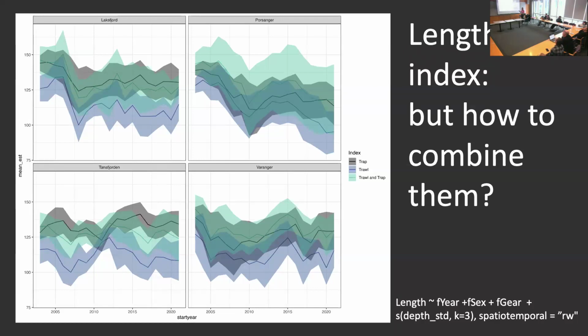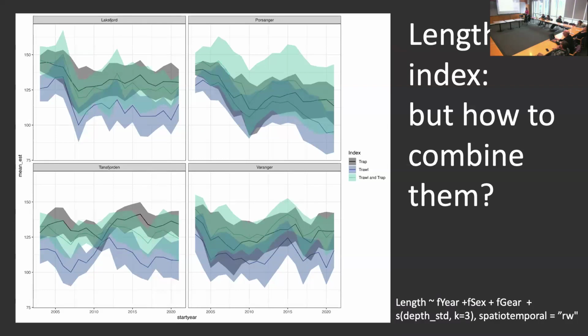And so here's the trap. It's in black here, and it's generally larger crabs in the traps. We don't know about the video, but that's something else. For the trawl it's a bit smaller crabs, and the integrated index fits somewhere in the middle. But it's fairly consistent, except for Filtanafjord, when it comes to trends, and it emphasizes what you just said, that we need to have some size information in this index as well.